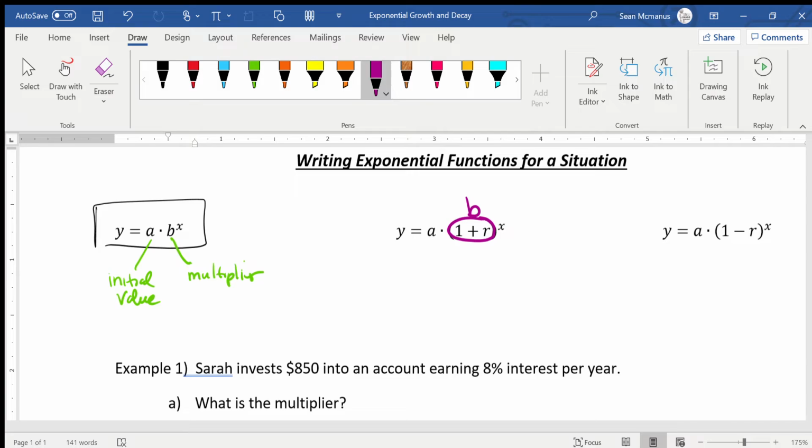You can see here, if I'm adding to 1, then the b is going to be bigger than 1. And if that multiplier is bigger than 1, that's going to be a situation where we're dealing with exponential growth. Things are increasing because the b is greater than 1, and our graph is going to look like this. As I go from left to right, the curve is going to go up.